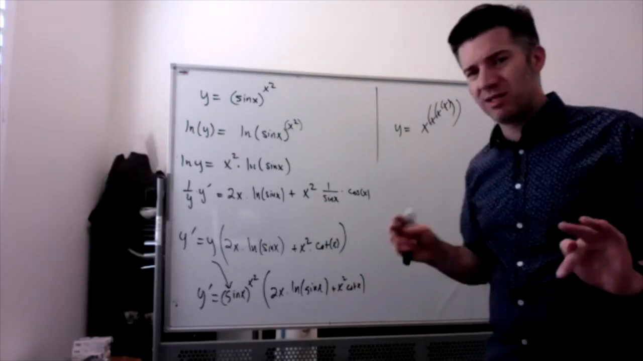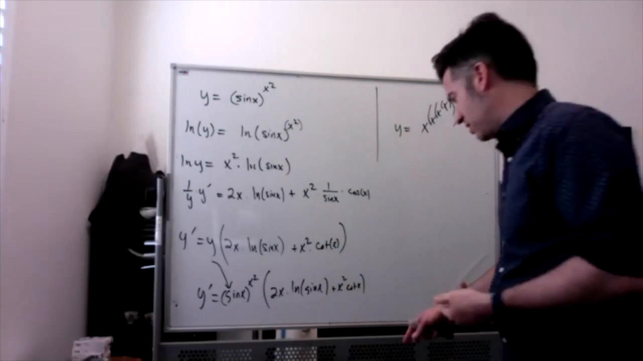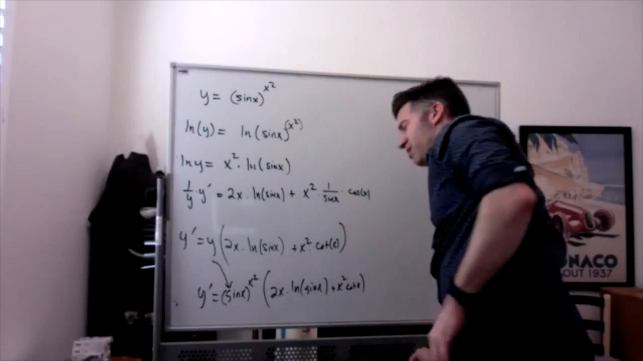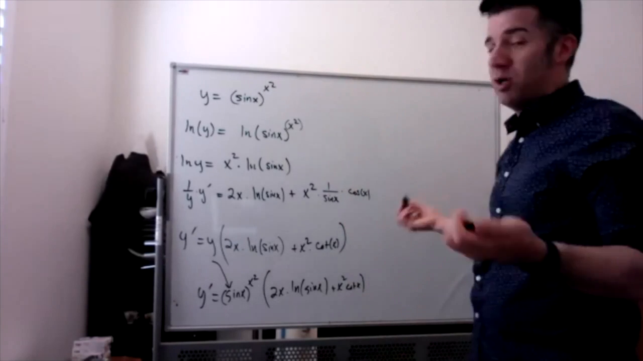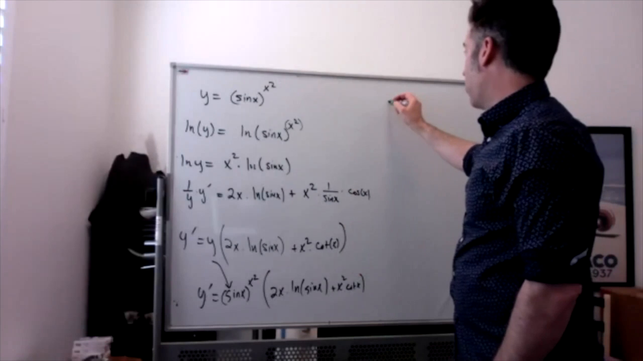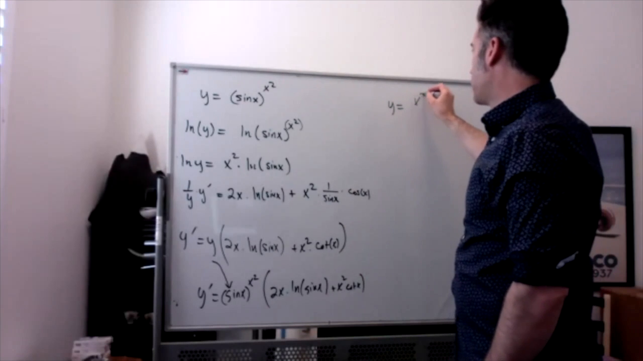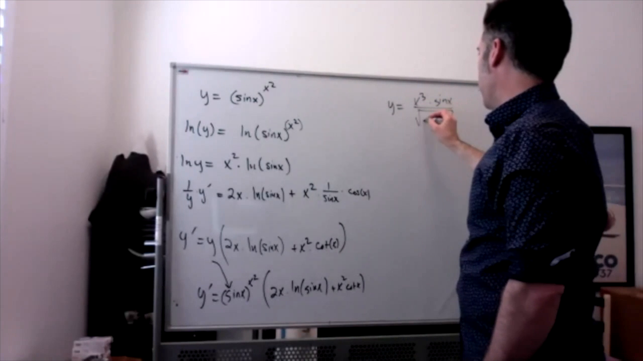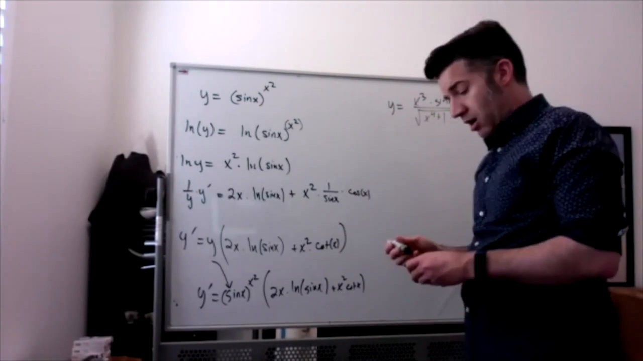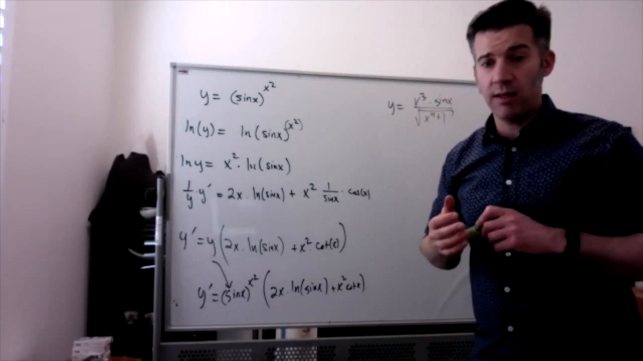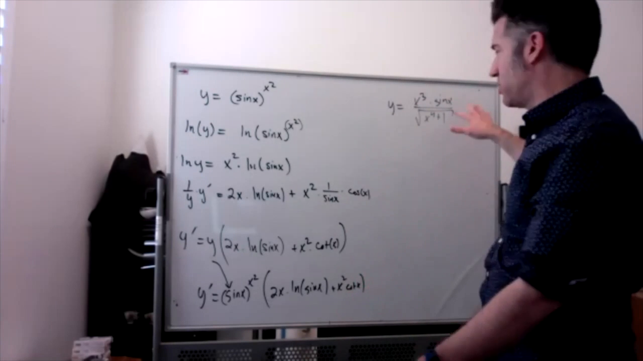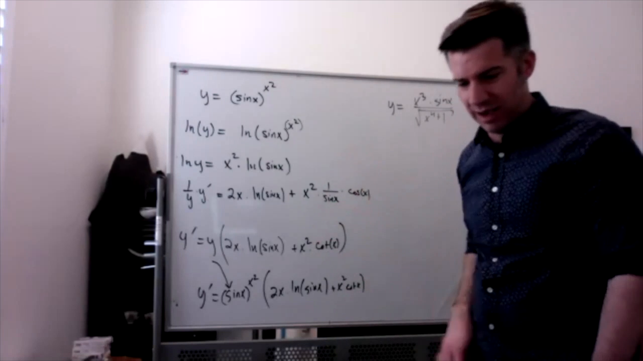For example, some textbooks, I don't know if yours does or not, give you a super crazy looking function, like y equal to x cubed times sine of x over the square root of x to the fourth plus 1. And although you could differentiate that directly, it's kind of gross, right? You have to do the quotient rule, the product rule.